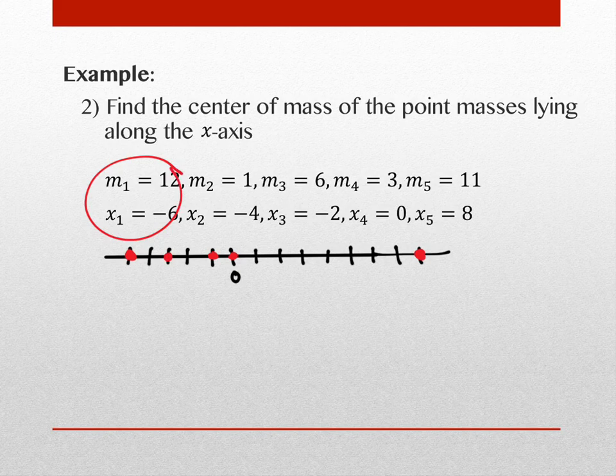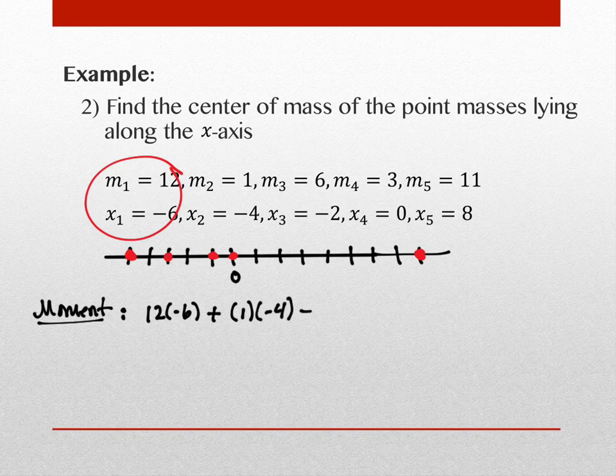Okay? So there's two things in general that you have to calculate. You have to calculate the moment, which is each of the masses times the distances. So you have 12 times -6 plus 1 times -4 plus 6 times -2. We have 3 times 0, not very exciting. Did I miss one? I don't think so. And then I have 11 times 8. Okay? I'm not going to find this amount right now. Just pause. We'll get there.